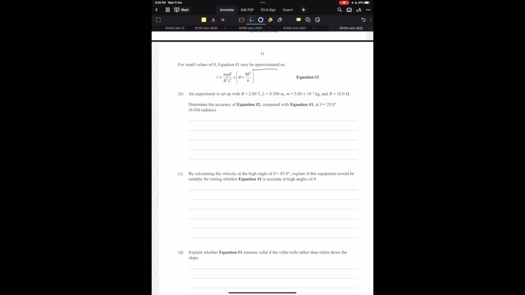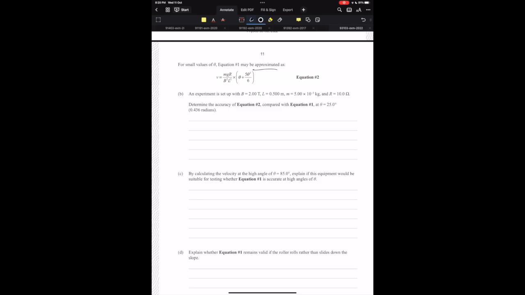So now I move on to part B of question 3. For small values of theta, equation number 1 may be approximated as that formula, equation number 2. They tell us an experiment is set up with B equals 2 teslas, L equals 0.5 meters, m equals 5 times 10 to the negative 3 kilograms, and R is equal to 10 ohms. Determine the accuracy of equation number 2 with equation number 1 at theta equals 25 degrees or 0.436 radians.